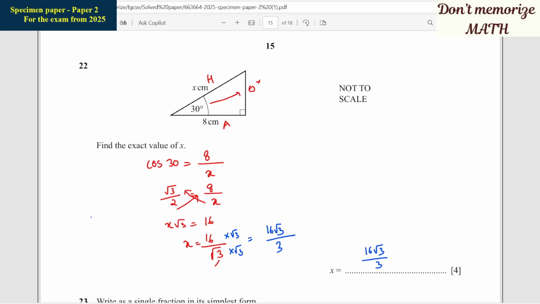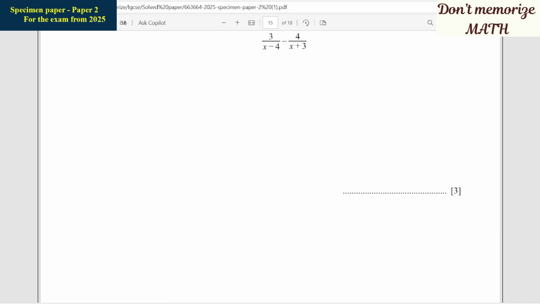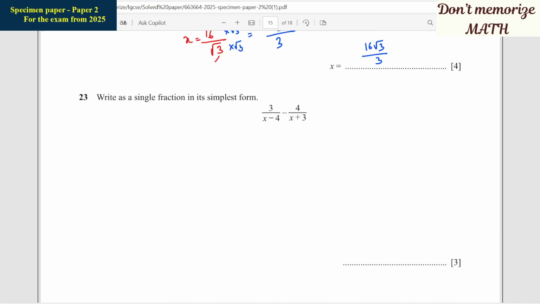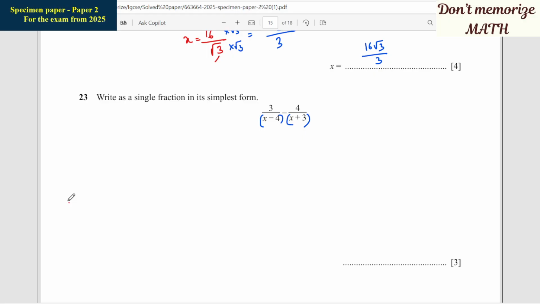Now, we'll move to question number 23. That is fractions. So write as a single fraction in its simplified form. So if you have a fraction like this, first thing I prefer you to do, put a bracket in the denominator. Okay. Next, you can use any method. You can make the denominator the same, anything, that's fine. So here I will be using cross multiplication. So 3 times this one. So we'll get 3 times x plus 3. Then you have minus here. Put the same minus. Then 4 times x minus 4.